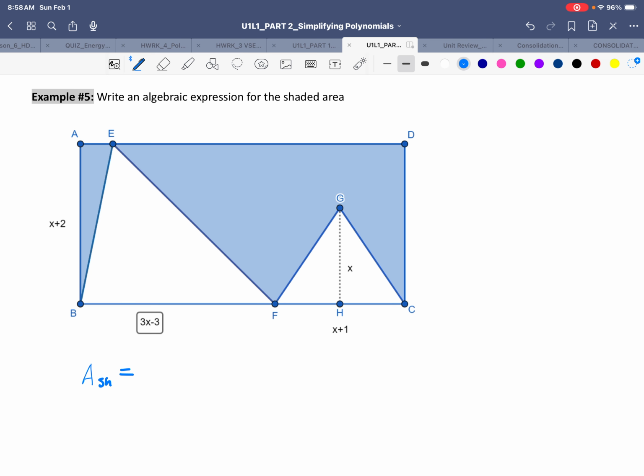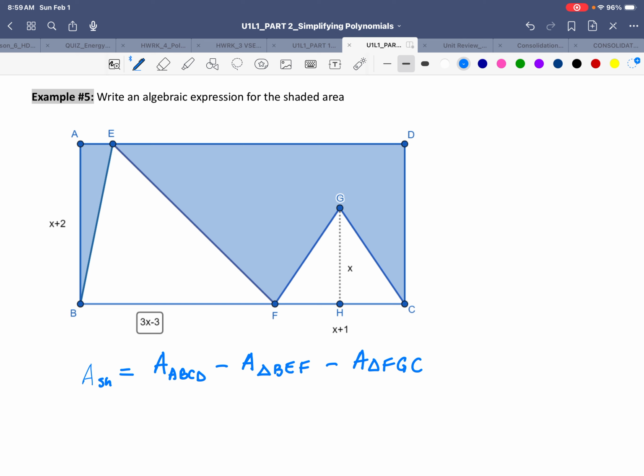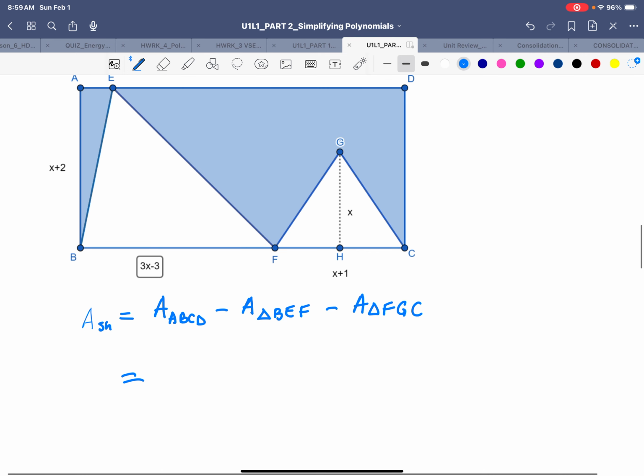So first things first, if we want to find the area shaded, it's the area of rectangle ABCD, subtract the area of triangle BEF, and then subtract again the area of the triangle FGC. Okay, now we're going to have to figure out what the dimensions are.